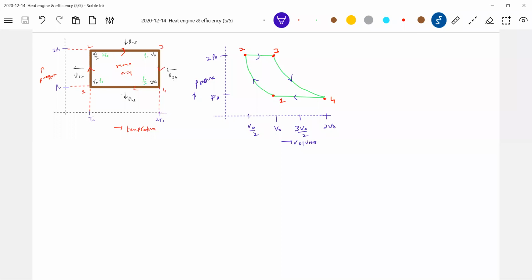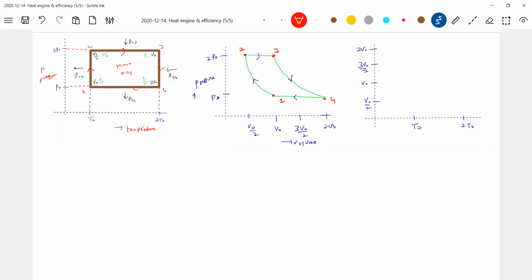Okay, this is about the PV graph. We'll go for the next one, the volume versus temperature graph. What about volume? Volume will be V naught by 2 and V naught. Temperatures are T naught and 2 T naught. Okay, identify.